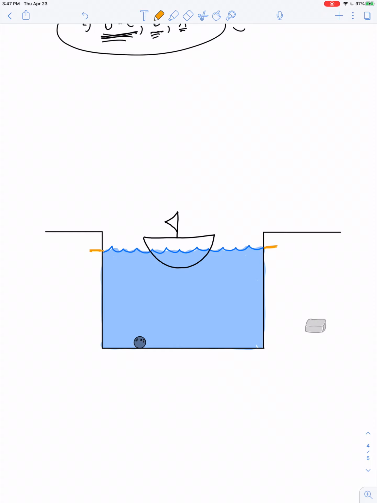Does the water level increase and now meet the pool here? Or, I'm sorry, does the water level decrease and now meet the edge of the pool here? Or will the water level increase? Write your answer down somewhere.